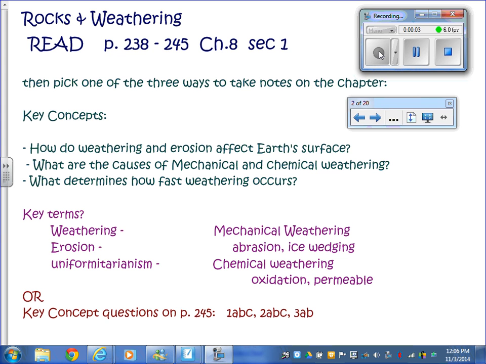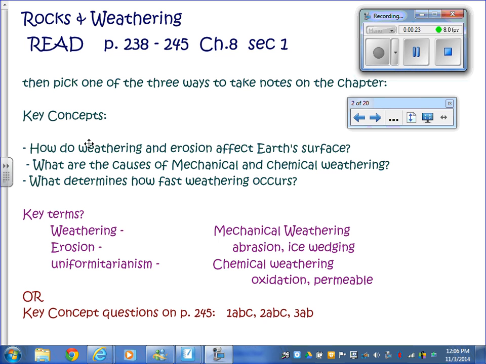This week we start Chapter 8 on rocks and weathering. And as I mentioned, although not as exciting as things like earthquakes and volcanoes, this is something that we see in everyday life around here, and so hopefully it makes a little more sense. You read these pages, Chapter 8, Section 1, and should have chosen one of these three things.